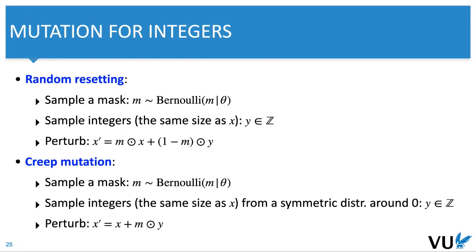Another possibility, the so-called creep mutation, is that we again sample a mask, but now we also sample integers symmetric around 0. Right. So now this mask will determine where I want to add a value, and this added value will be sampled from a distribution around 0.